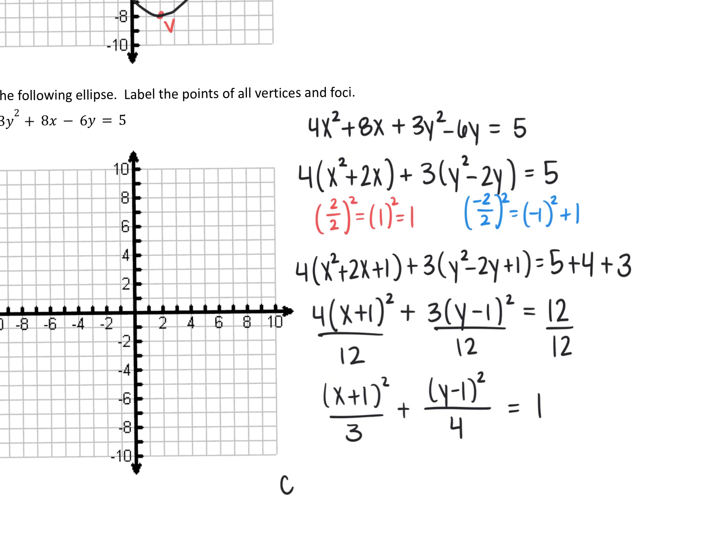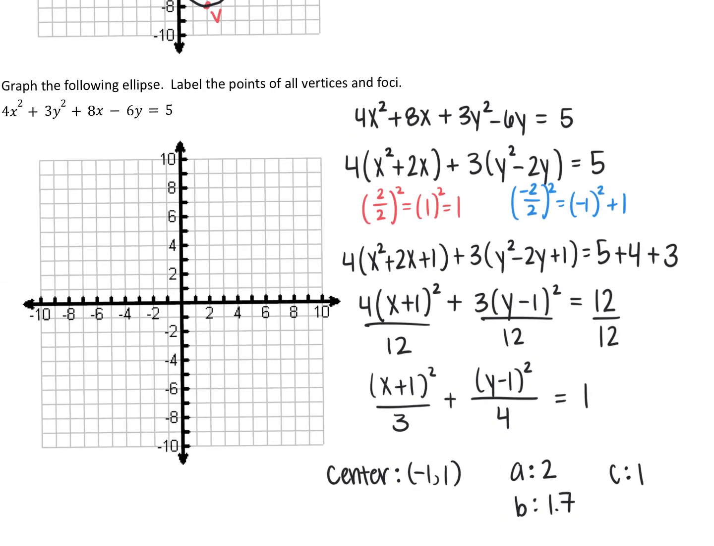So my center is going to be at negative 1, 1. a is going to be 2. And b is going to be the square root of 3, which is going to be 1.7. And just to save some time here, I'm not going to go ahead and find my foci for this one. c is going to be fairly small. I'm pretty sure c is actually going to be 1 in this case. So not very difficult. You can check it on your own.